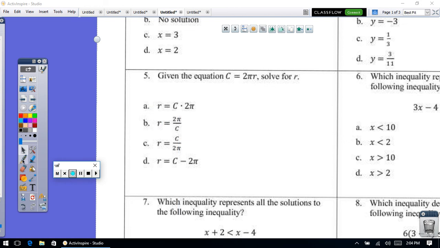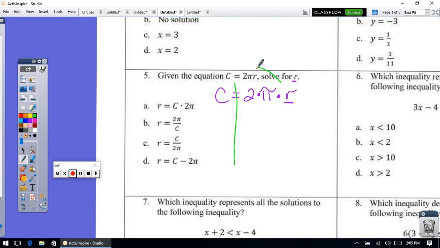Let's look at question 5 here. Given the equation C equals 2 times pi times r, let's solve for r. So we need to get r by itself.